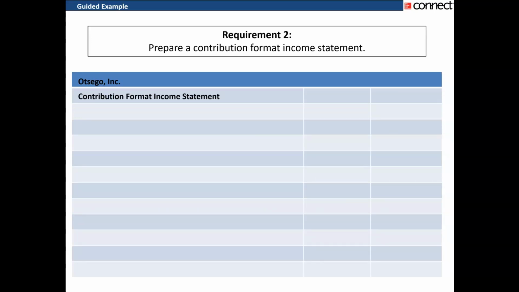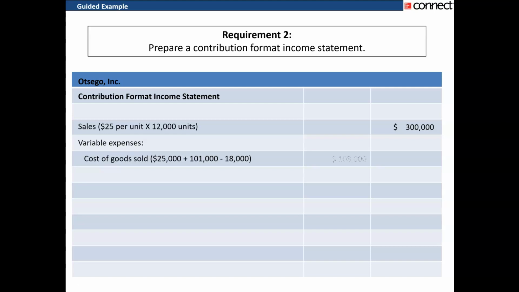Okay, here's the contribution format. We start with sales. That's going to be the same thing. But when you do the traditional income statement, you subtract your cost of goods sold to give you your gross margin. Here, we're going to subtract our variable expenses from sales. Our variable expenses are our cost of goods sold. That stays the same. But then we also have to subtract our variable selling and administrative expenses.